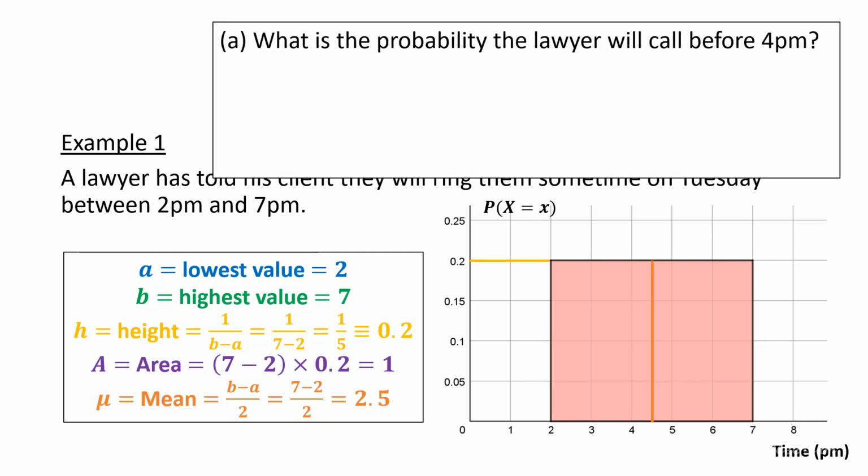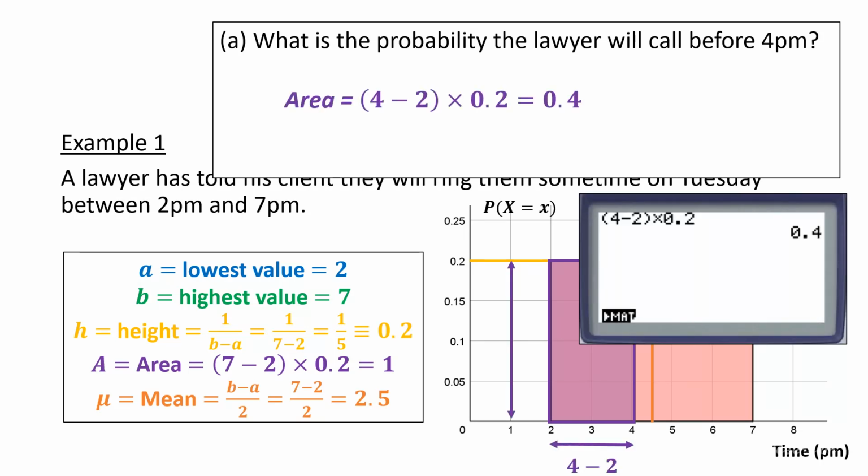Let's ask some questions. Here we go. Part A. What is the probability the lawyer will call before 4 p.m.? To work out probability with rectangular distribution, we just work with areas. So let's draw a box between 2 and 4 o'clock, and we're going to work out the area of this box.